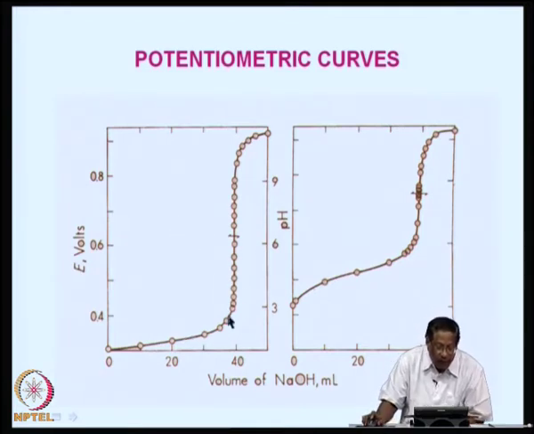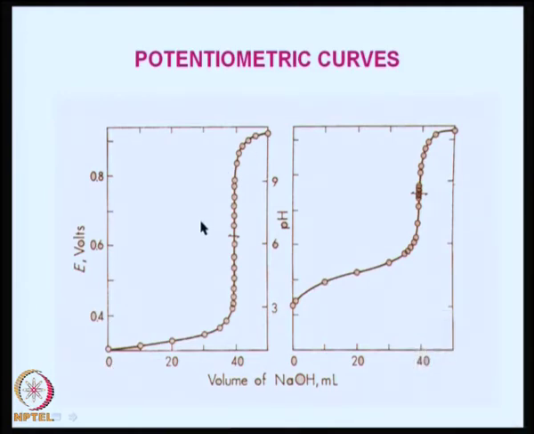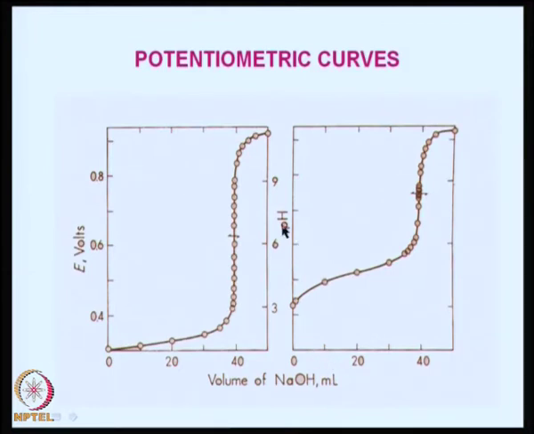You will see that within a fraction of a milliliter you are going to end up from one end to the other end. That means you will get a very beautiful end point somewhere in the middle here. And if you plot pH, you would see that the change from 3 to 9 or 10 would be visible with again a very sharp end point. See, the midpoint of this vertical portion is the end point of the reaction.